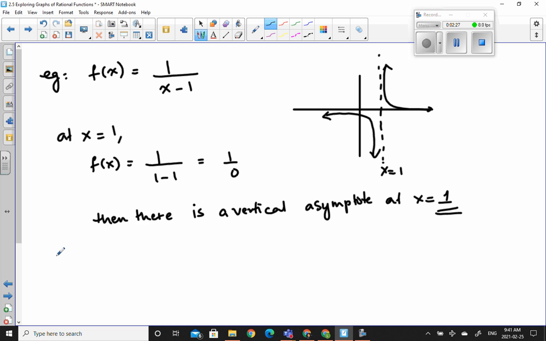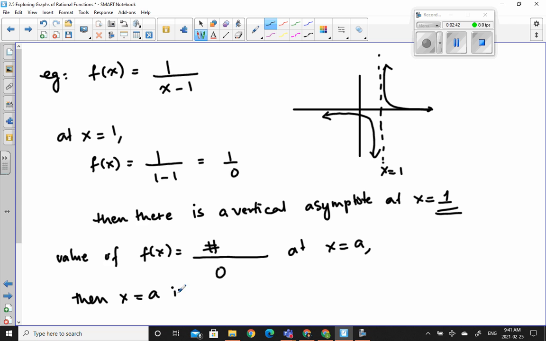So if the value of the function becomes some constant over 0 at x equals a, then x equals a is the vertical asymptote. Okay.